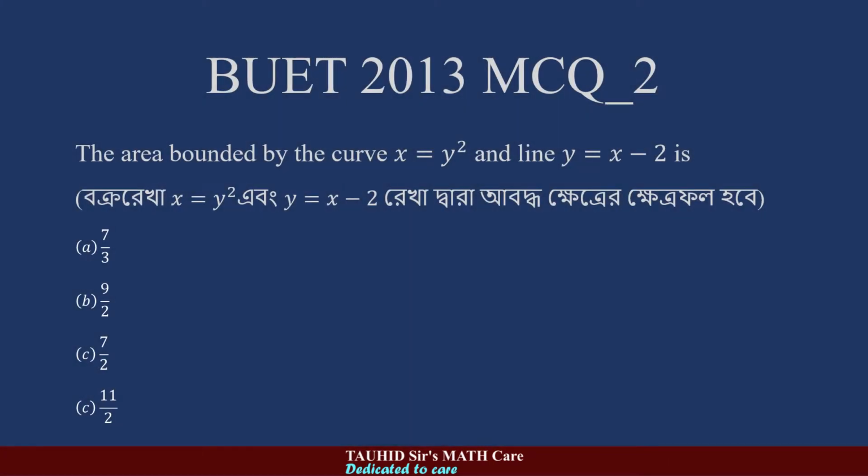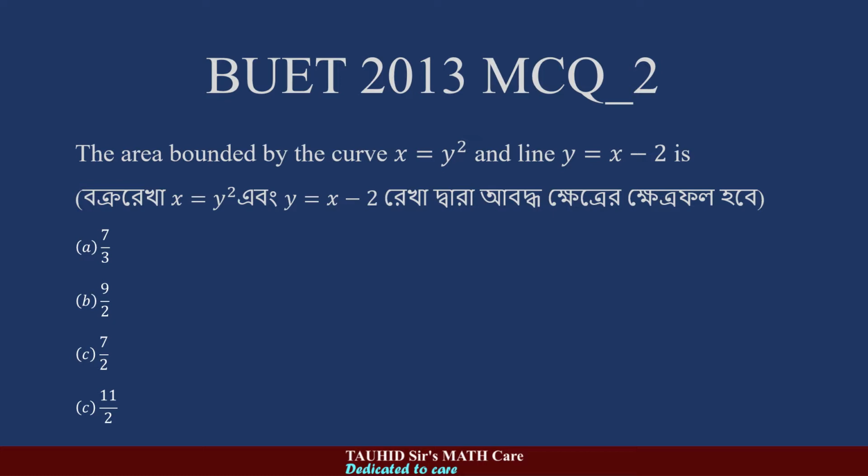The question that appeared in the MCQ portion of BUET admission test in 2013 is: the area bounded by the curve x equal to y square and y equal to x minus 2 is, you have 4 options, 7 by 3, 9 by 2, 7 by 2 and 11 by 2. What will be the answer?